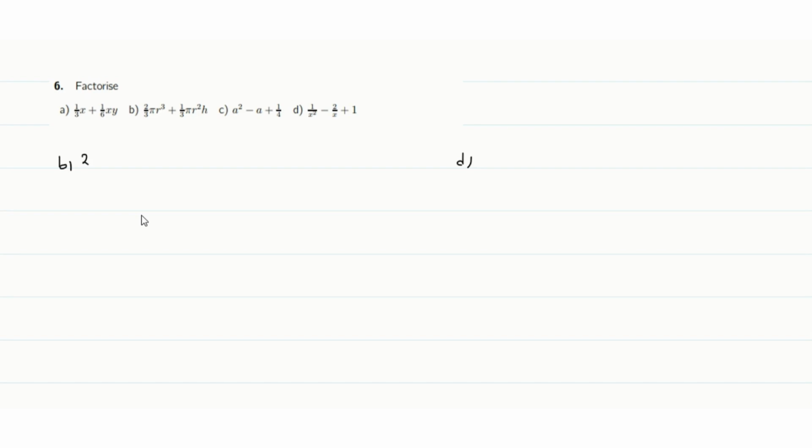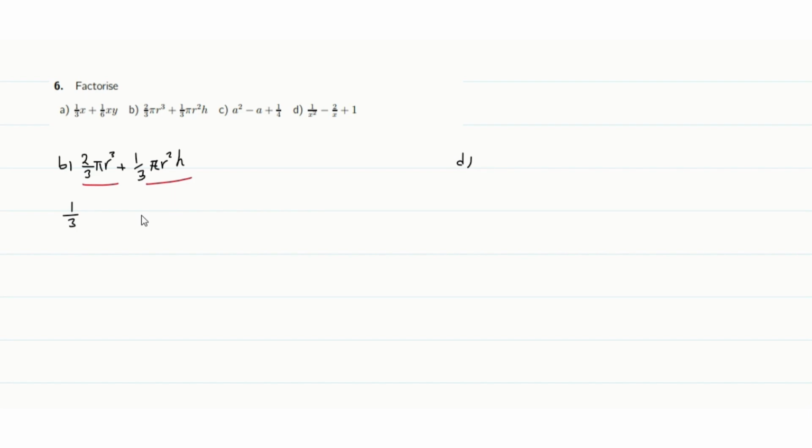So for b, we have 2 over 3 pi r cubed plus 1 over 3 pi r squared h. So we basically have 2 terms here. This is the first term and this is the second term. We want to find the common factors in each of these terms. The first term has a 1 over 3 in itself, and the second term has a 1 over 3 in it as well. So this would be our numerical part, which is identical in both of these terms.